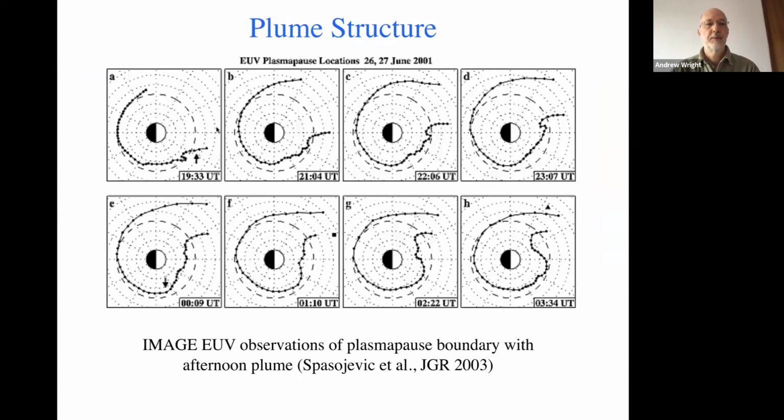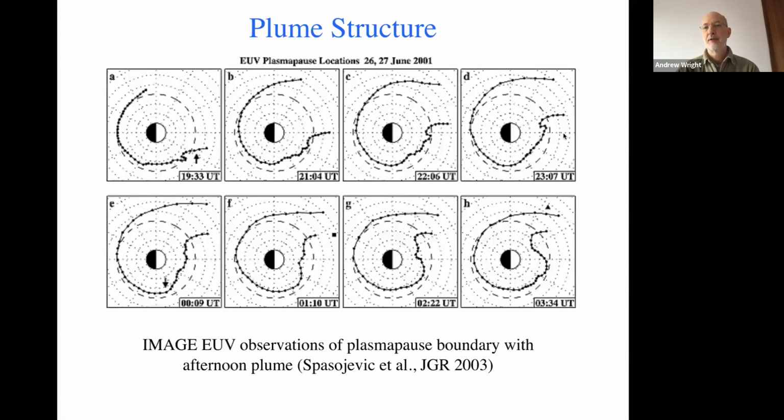So here, we're looking in the equatorial plane. This is IMAGE EUV observations, and it's showing the plasmapause boundary. Now, we've got a notional dashed line here, which would be a typical plasmapause boundary in quiet times. But when you have a storm, things change quite dramatically. And you see that this is 8 hours of data. And what happens is you can get the plasmaspheric material coming out here in what's called a plasmaspheric plume.